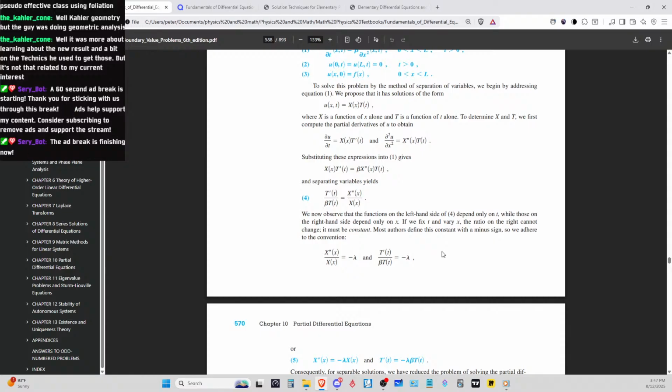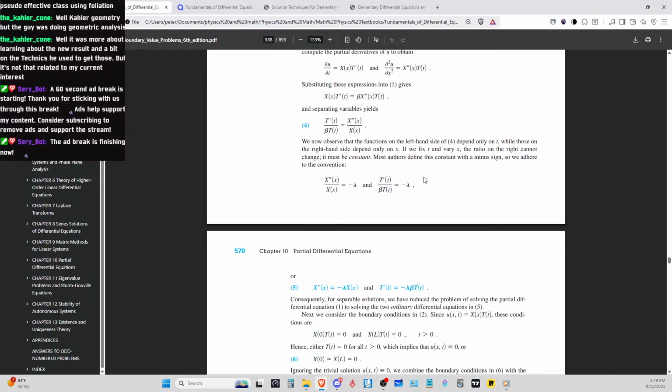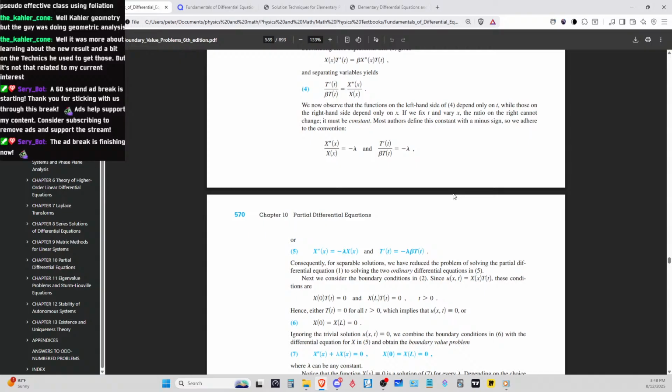Okay. Now observe the function on the left-hand side depends on t, and those on the right-hand side depend on x. If we fix t and vary x, the ratio on the right cannot change. It must be a constant. Most authors define this constant with a minus sign, so we adhere to the convention. Wonder why? Maybe to make the math easier?